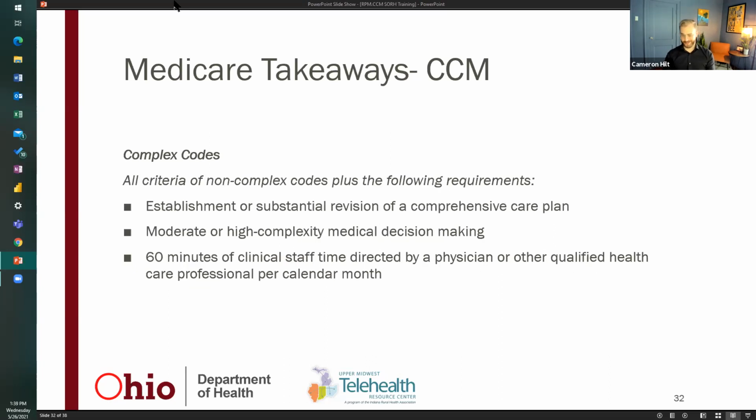When you look at the complex codes, it requires all of the eligibility of a non-complex code, plus the additional 3 requirements. And that is, you need to either have a substantial revision or an establishment of a comprehensive care plan. The patient must require moderate or high complexity medical decision-making, just meaning that there is much more time involved in order to coordinate and work with that patient. And then it has to be at least 60 minutes of clinical staff time that's directed by a physician or other qualified healthcare professional per calendar month for that patient.